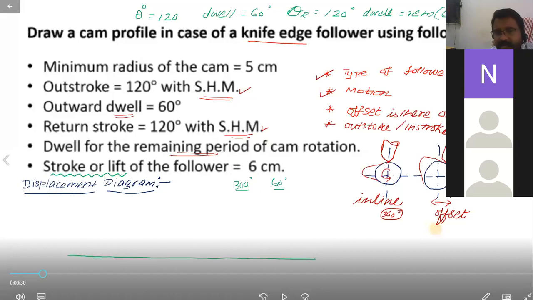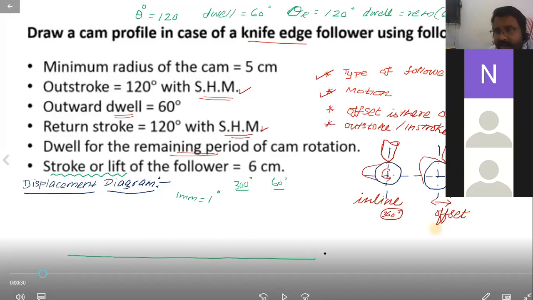Or else you can make it 50 centimeter. If you take 1 millimeter equal to 1 degree, then you have to take a 30 centimeter line. A 30 centimeter line is not possible in A4 size sheet. When you are drawing in A3 sheet, it is possible. Sir, A4 not possible, sir.